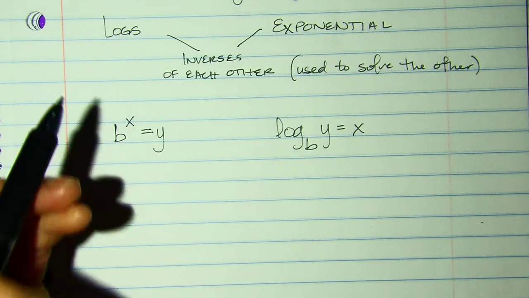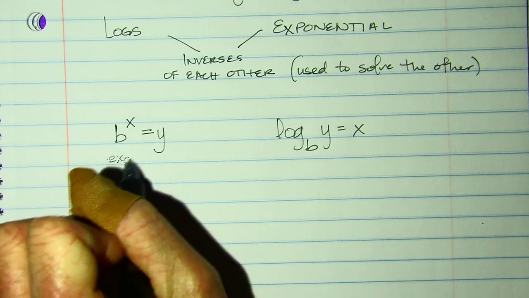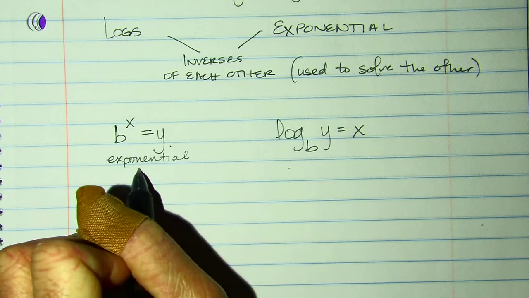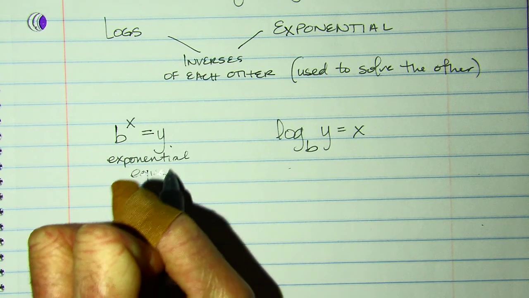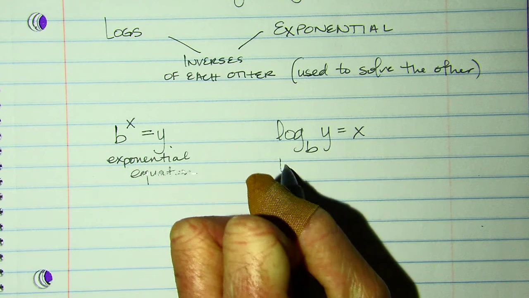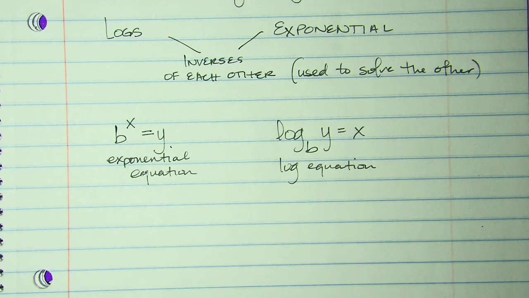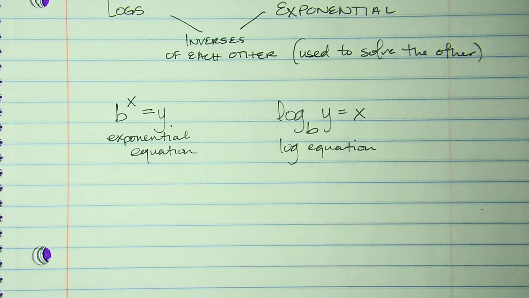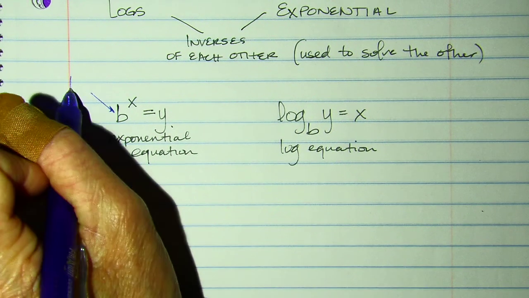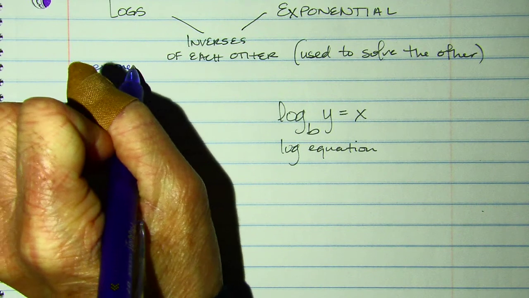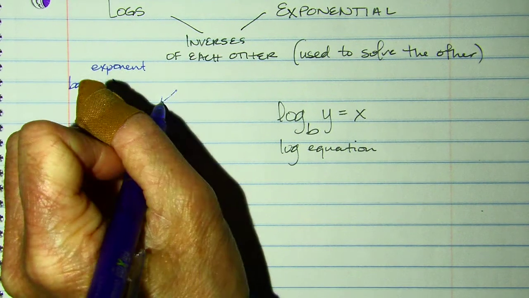So on the left, I have an exponential equation because x is the exponent. And on the right, I have a log equation. Notice you'll see the word log, and in exponential, you'll have an exponent. If we label our parts in an exponential function, we have the base, the exponent, and this is our answer.